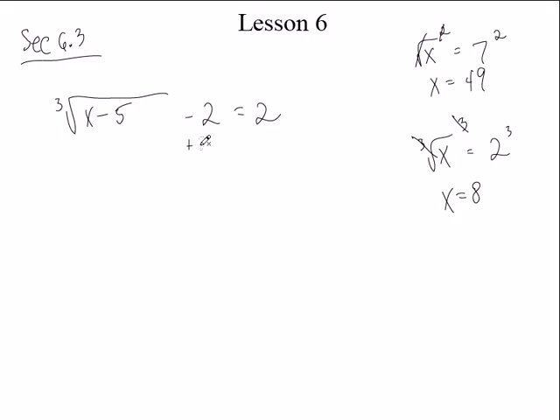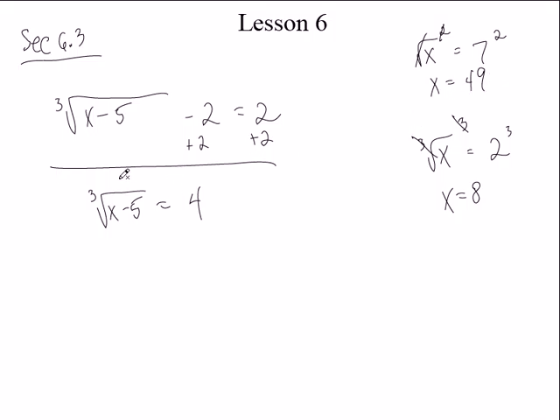So I add a 2 to both sides. Now I rewrite it. I've got the cube root of x minus 5. I haven't even messed with that yet, have I? Equals 4. You see it? That was easy, wasn't it? Just add a 2 to both sides. Now you can go ahead and do what we were going to do over here.